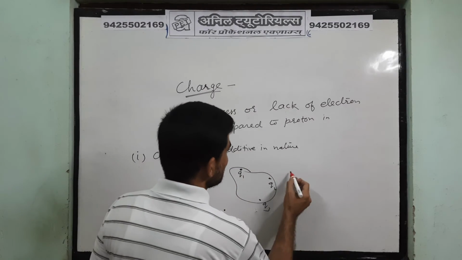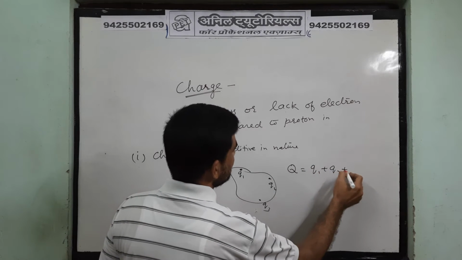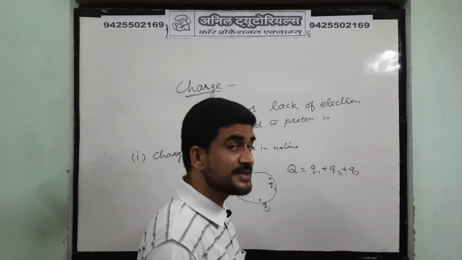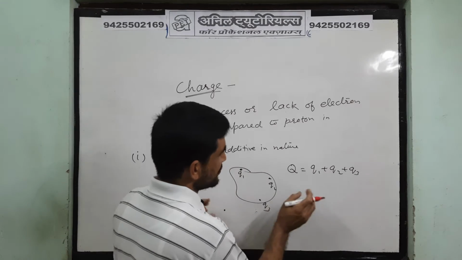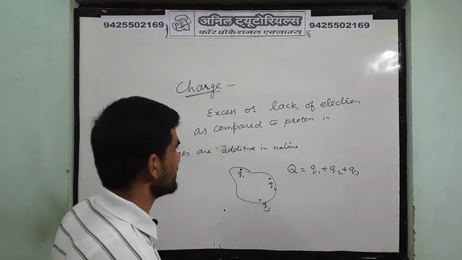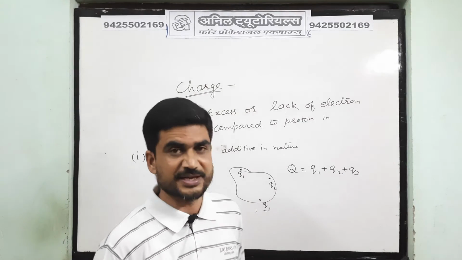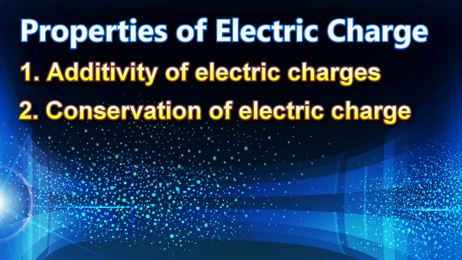When we take the total charge on the substance, simply you have to add. So which type of addition? The total charge will be the algebraic sum of the charges. This is the additive nature. Is it clear? The second property is conservation. Charge is conserved.